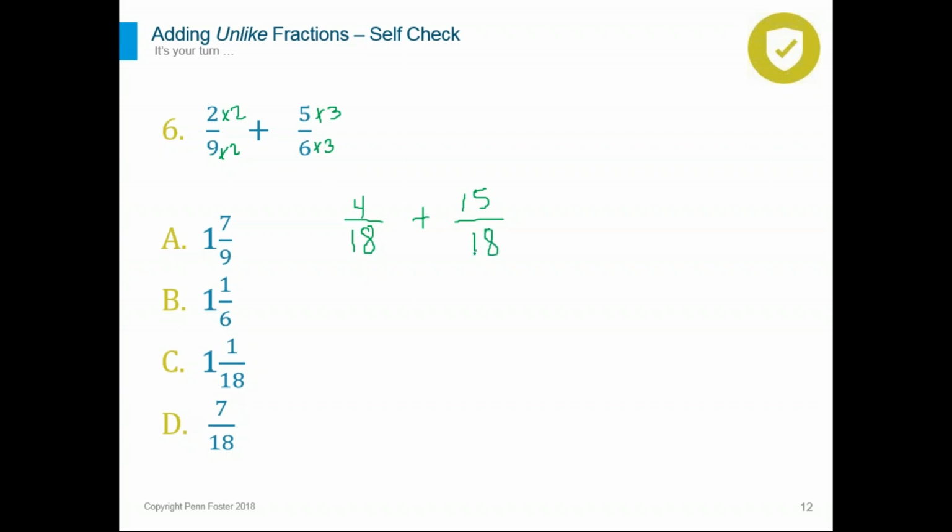Now we have like fractions. We did not change the problem. We only changed how the problem looks, but it is the same thing. Now add 4 and 15 and that will give you 19 over 18. This is not in simplest form because this is an improper fraction. This is 1 and 1 over 18. So the answer is C.